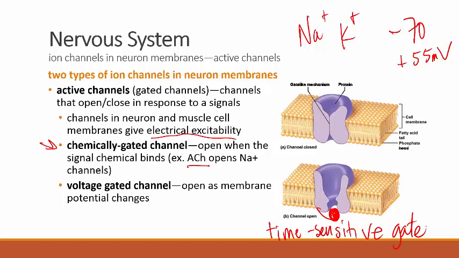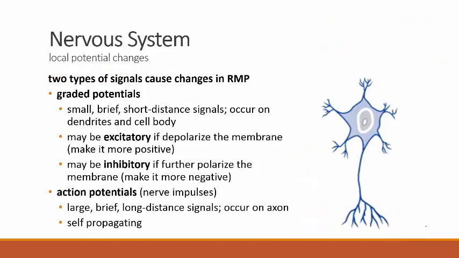Okay, so chemically gated channels, voltage gated channels, and then the potential that there could be a time sensitive gate associated with a voltage gated channel, especially. Okay, so we've now seen how we can move ions from one side of a cell membrane to another, and that sets us up for the opportunity to talk about the kinds of changes that we can see across a cell membrane.